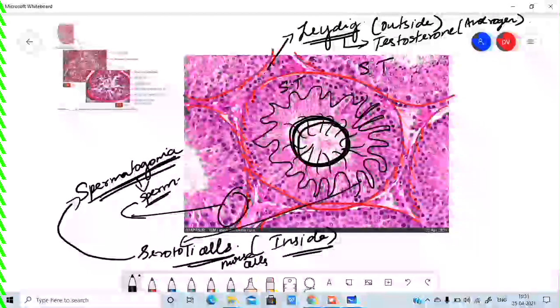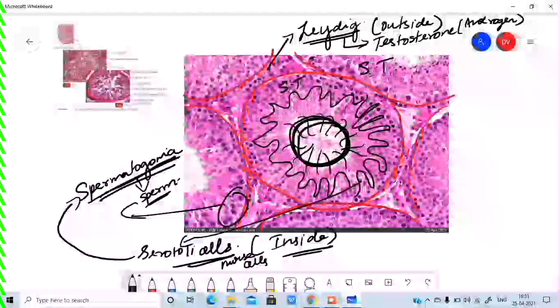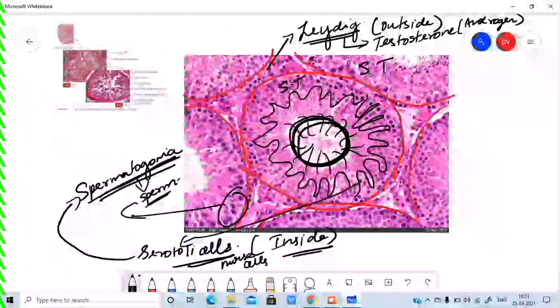Alright, guys, one important thing you have to know. When you understand the spermatogenesis, you will definitely understand this.